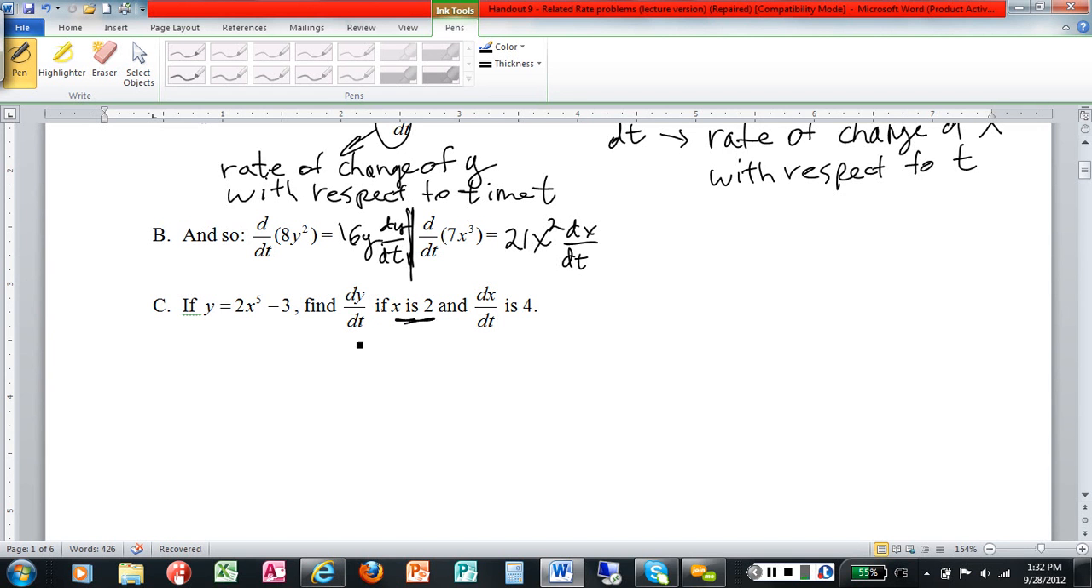Since I'm trying to find dy dt, guess what I'm going to have to do here to both sides? Am I not going to have to do the derivative with respect to t to both sides? Yeah, d/dt both sides here.